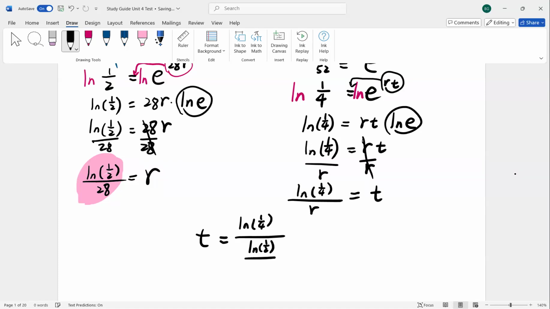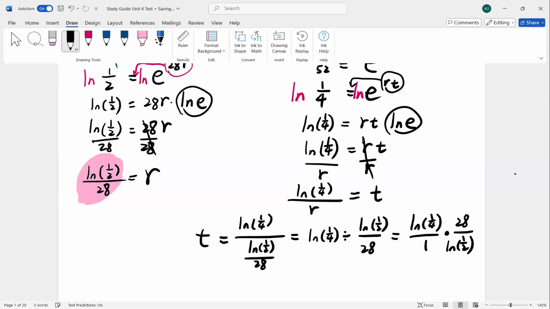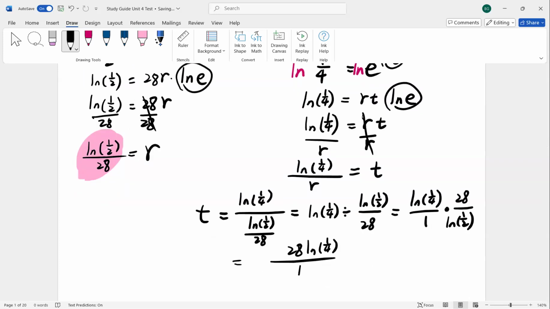Ln half over 28. You can try to keep, change, flip, right? Numerator divided by the denominator, the pink, which is r. Keep the first fraction, change the division to multiplication, and flip the second fraction. Now 28 is going to go on the top, ln half on the bottom. And then we multiply across, numerator gives 28 ln a quarter, denominator gives ln half.